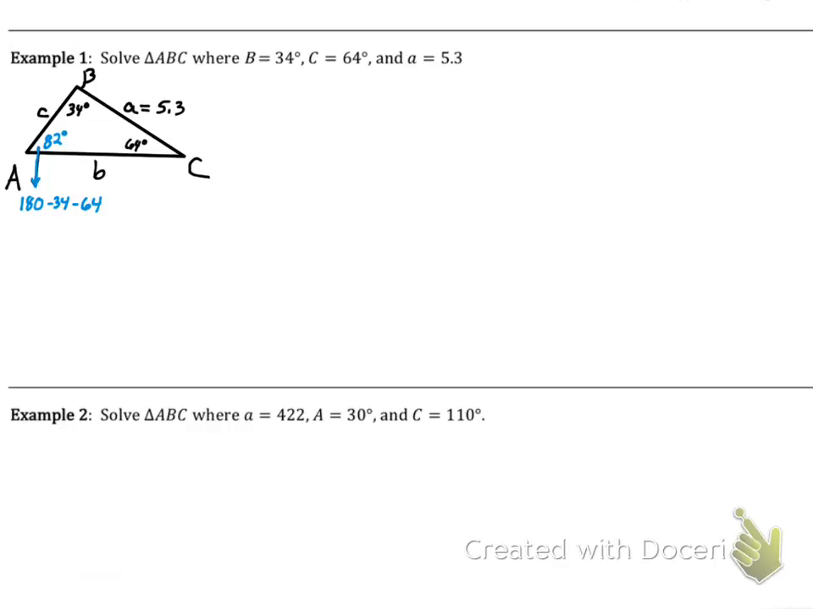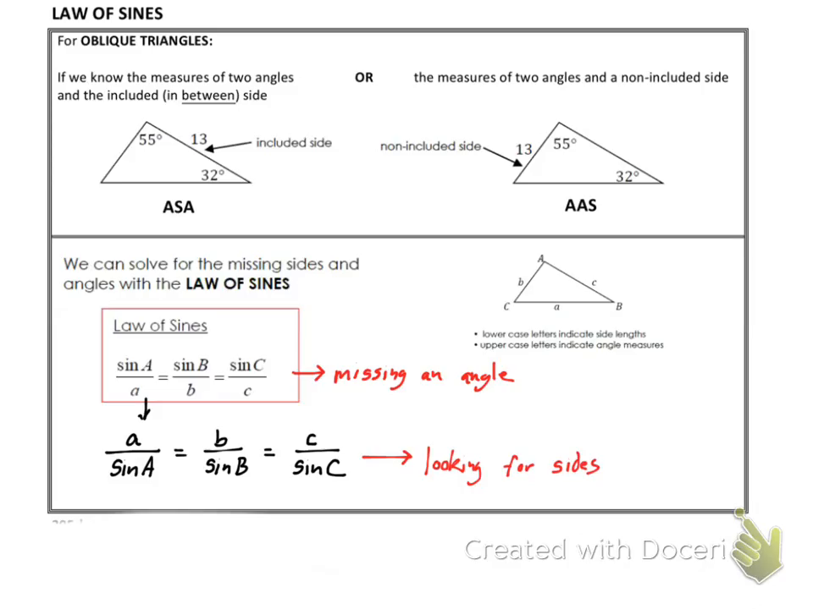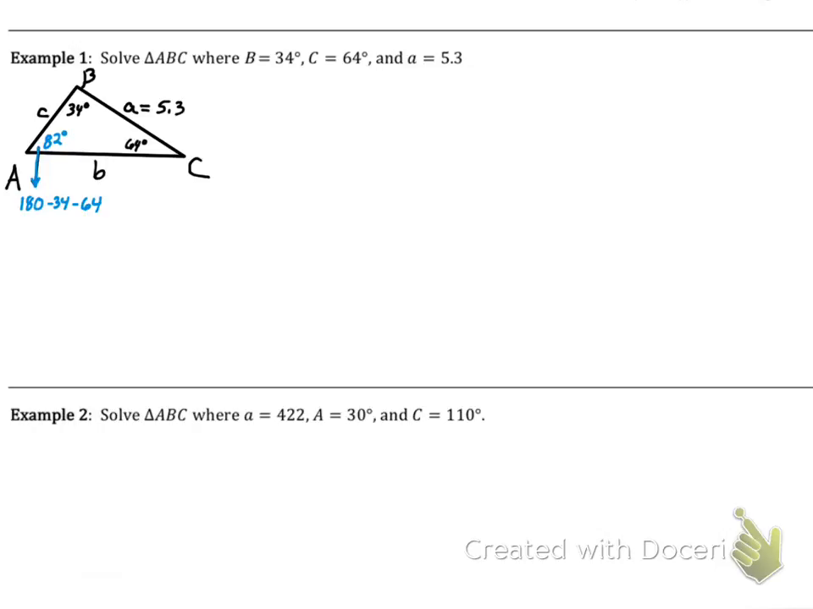All right, that means I have all of my degrees. So the only thing I'm looking for are sides. So I'm going to put all my sides on top. This is the only one I'm going to need to use, is this one. So we're looking for sides. That means we're going to use our A over sine of A, and that equals side B over sine of angle B. And that's going to equal C over sine of capital C.